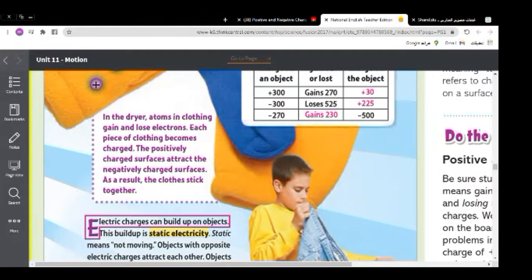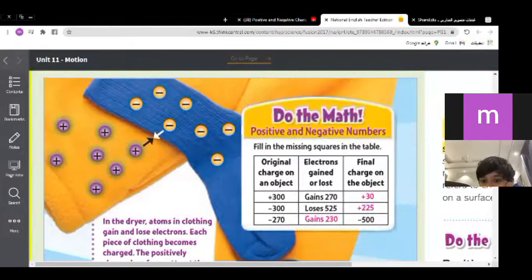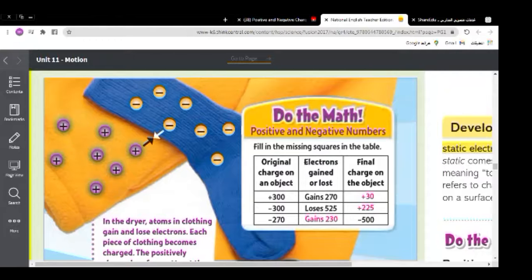Atoms in clothing gain or lose electrons. Each piece of clothing becomes charged. The positively charged surfaces attract the negatively charged surfaces. As a result, the clothes stick together, like here. Look, this sock is negatively charged. This wall is positively charged, so they are attracted to each other. And if you have a balloon and rub it with your hair, then if you put it to the wall, it will stick.